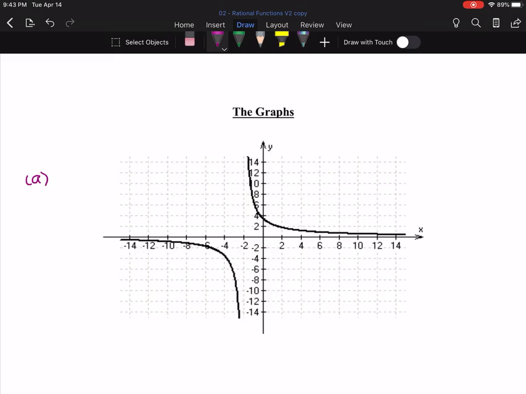Now, it works both ways. The algebra says x can't equal negative 2, so the graph cannot go through negative 2. But the other side of it is this graph doesn't equal negative 2, and that's why there's the denominator of x plus 2, because that means x can't equal negative 2. It works both ways. They're interconnected, the graph and the algebra.